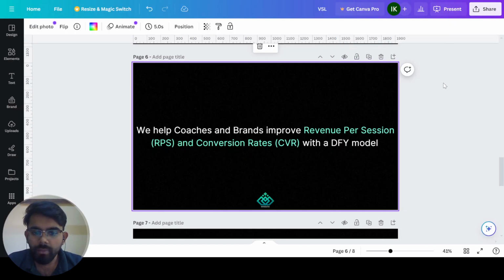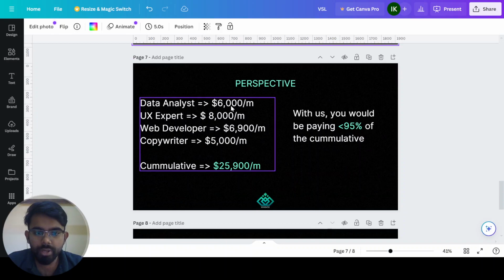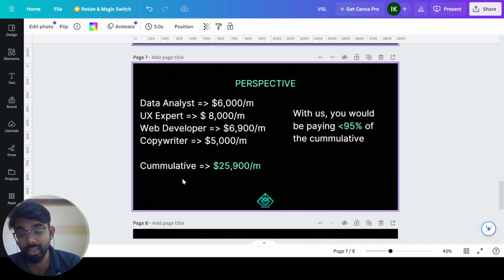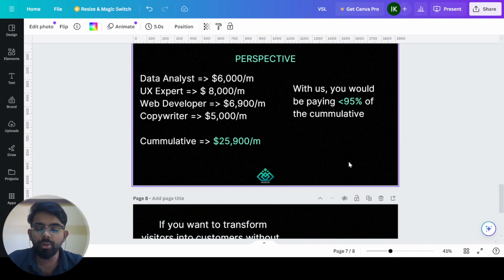Again, just to give a bit of perspective, to hire a data analyst, UX expert, web developer, and a copywriter, the cumulative cost would be around $26,000 per month if you go for an in-house solution. But with us, you'd be paying less than 95% of that cumulative cost.